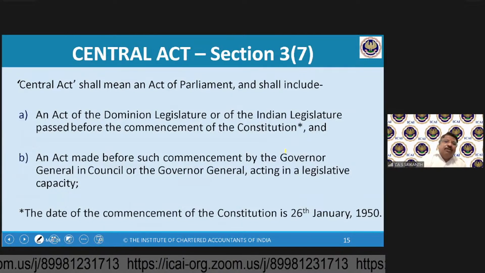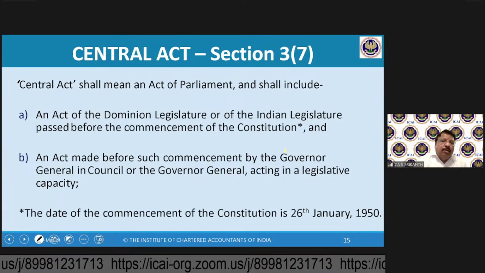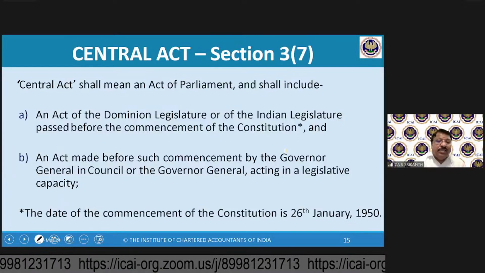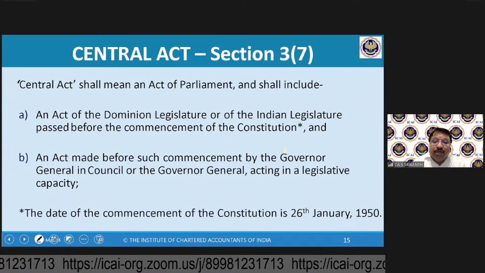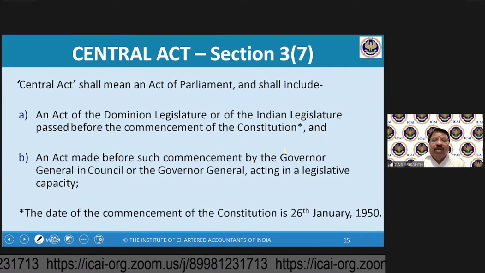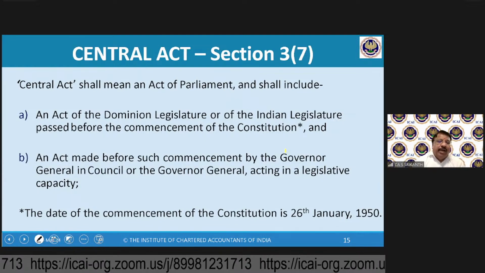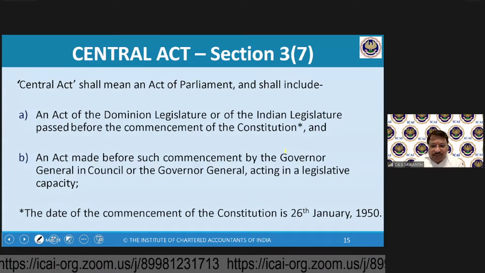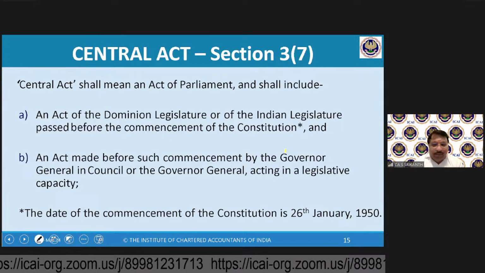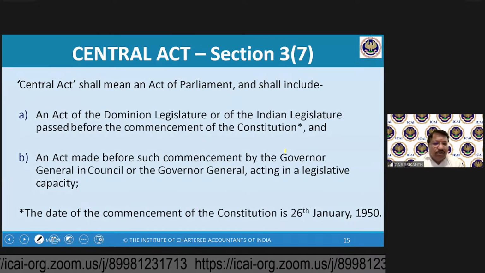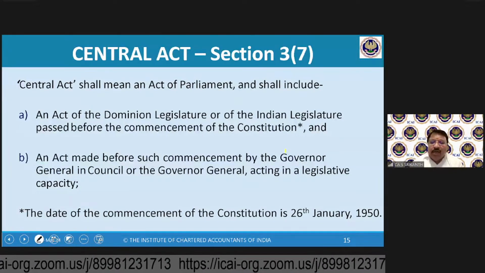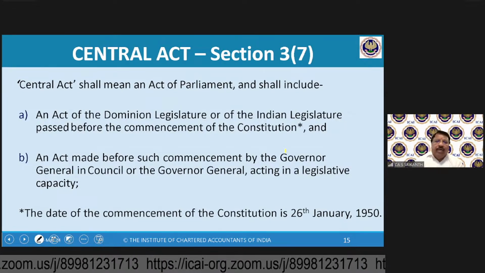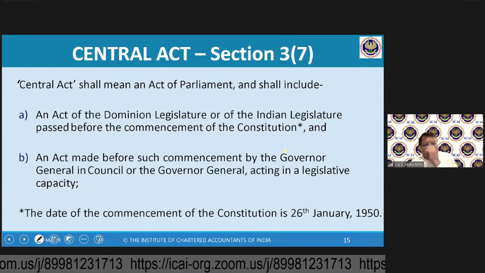Central Act shall mean an Act of Parliament, and shall include an Act of the Dominion legislature or of the Indian legislature passed before the commencement of the Constitution. As you are well aware, the date of commencement of the Constitution is 26th January. 26th January is my birthday, but that is 1966, whereas the Constitution commenced on 26th January 1950. Therefore, we celebrate this as Republic Day.